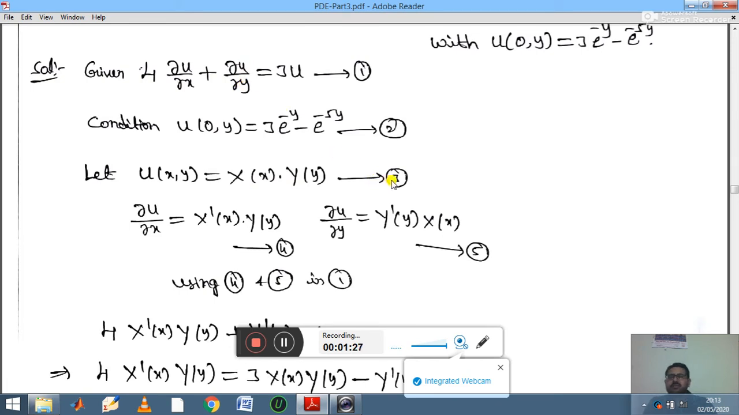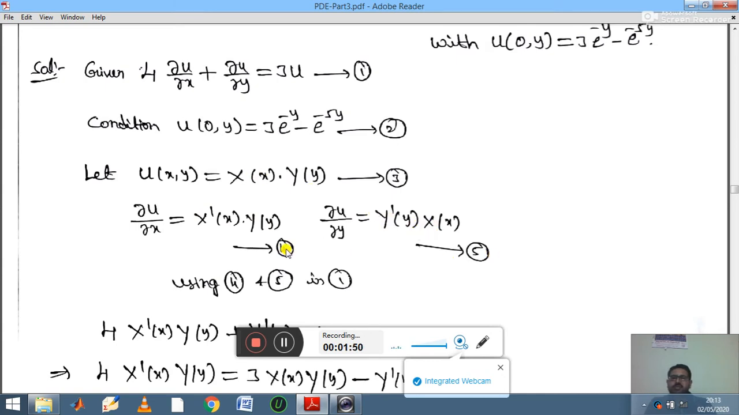Now let us differentiate equation 3 partially with respect to x. Therefore ∂u/∂x = X'(x) Y(y). Take it as equation 4. Now differentiate equation 3 partially with respect to y. Therefore ∂u/∂y = Y'(y) X(x). Take it as equation 5.